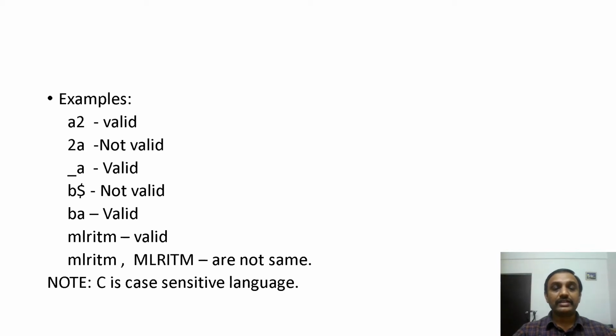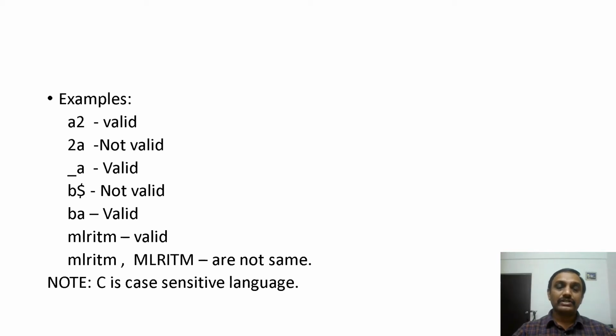Next one is V dollar symbol. So here that is not a valid identifier. Why? It contains a special symbol, that is dollar. Next one, BA, is a valid identifier. Next one, MLR ITM, is also a valid identifier. So here MLR ITM in small letters and MLR ITM in capital letters, both are valid identifiers, but those are not the same.